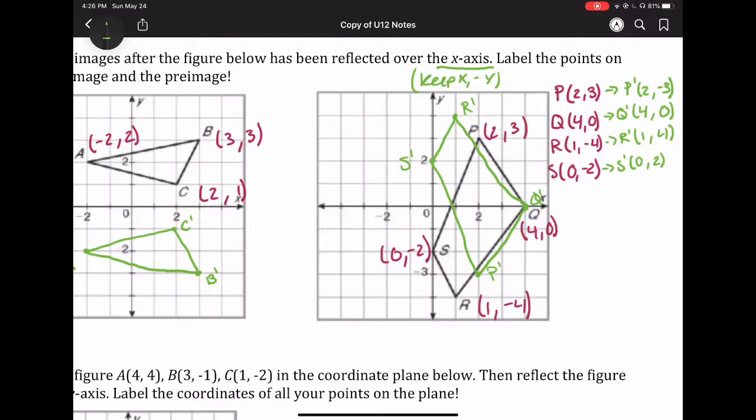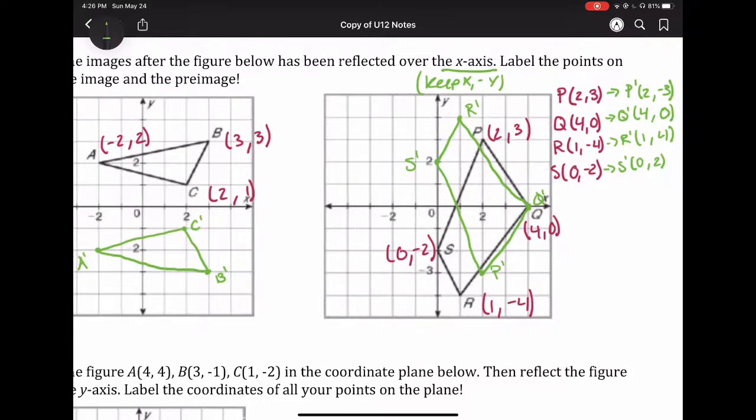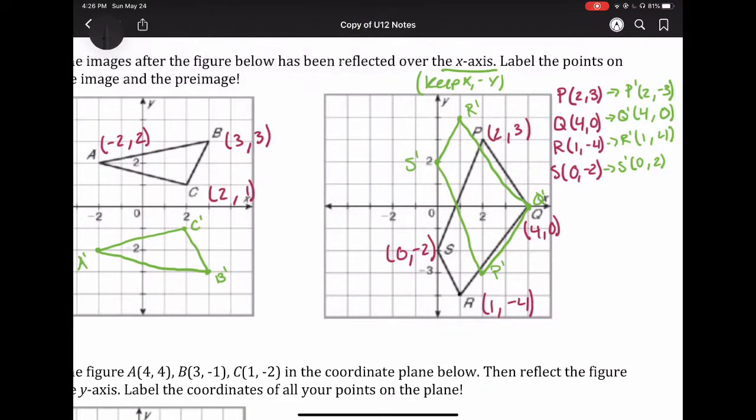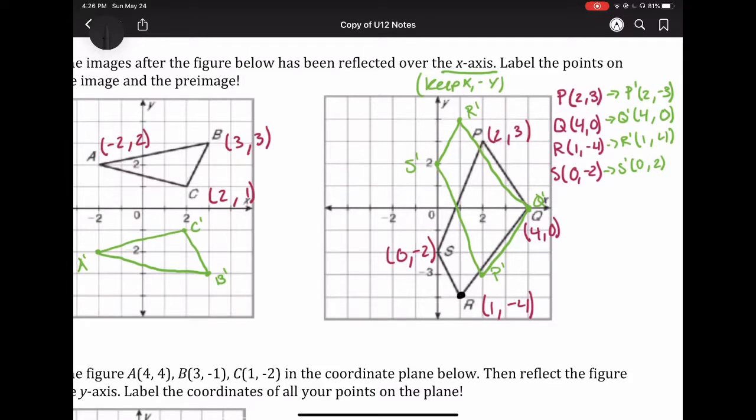So again, you want to make sure that your line from the original point to the new point, the straight line, crosses over the x-axis. If it's crossing over the x-axis, you're in good shape, you're moving in the right direction.